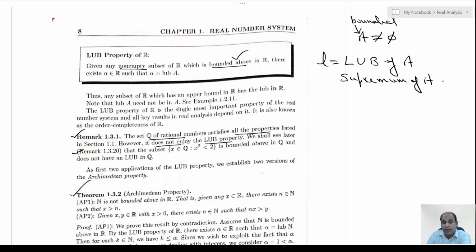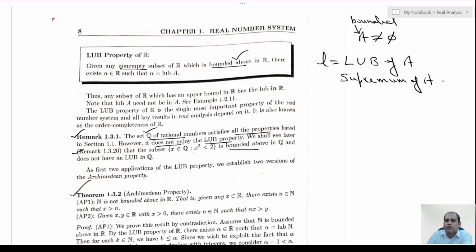So the question is, can a similar property hold for the set Q, set of rational numbers? So this is not true. So this one is a very good example that this set is a non-empty, bounded subset of Q, but we can see that its supremum and infimum, though it is bounded above in Q, but it does not have a least upper bound in Q.